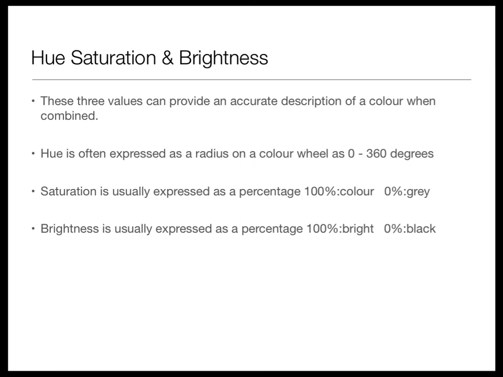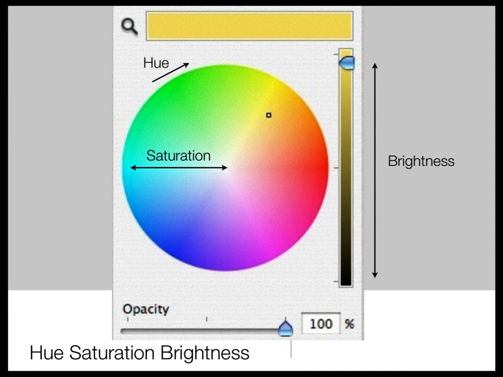Saturation is typically expressed as a percentage. So 100% is pure color, and 0 is gray. And then brightness, we're on familiar territory when it comes to brightness. That's just the lightness and darkness. So 100% brightness is light, and 0% brightness is black. Okay? And so you see something like this.